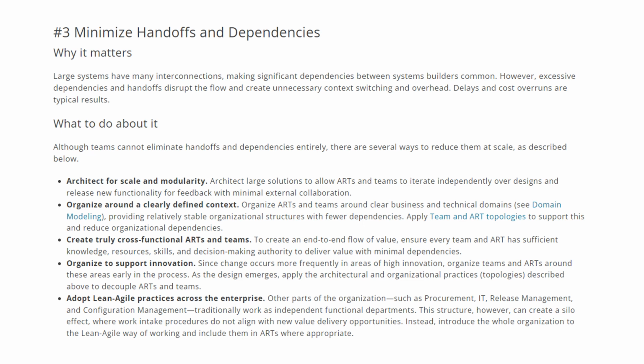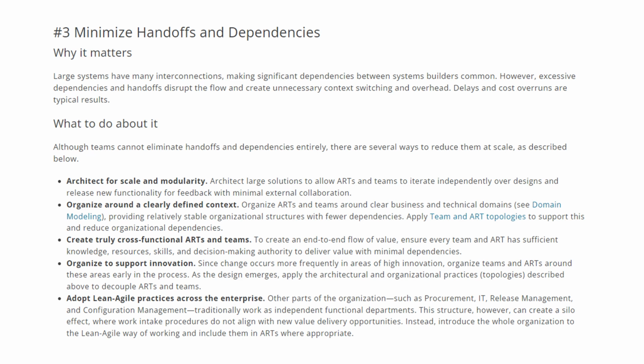Third option is create truly cross-functional arts and teams. To create an end-to-end flow of value, ensure every team and art has sufficient knowledge, resources, skills, and decision making authority to deliver value with minimal dependencies.